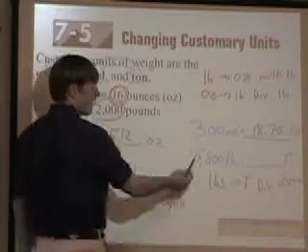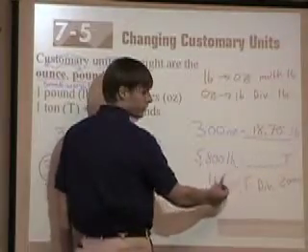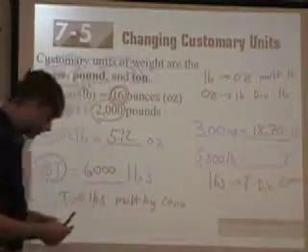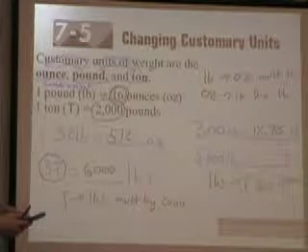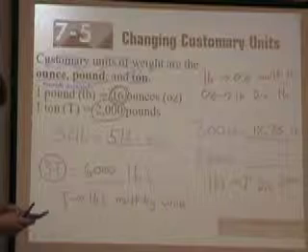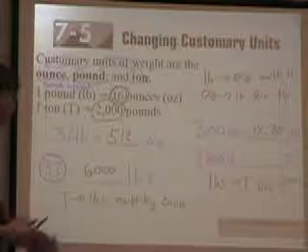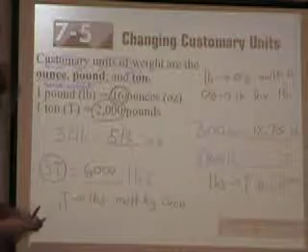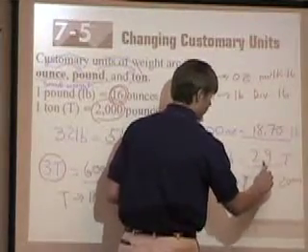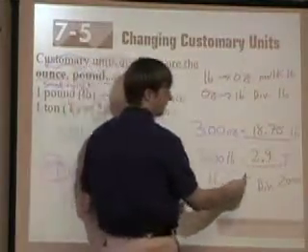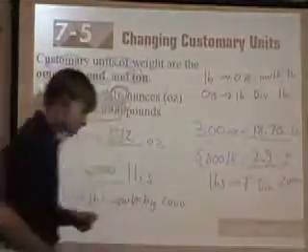So here we have 5,800 pounds. We're going to divide by 2,000. We divide 5,800 pounds by 2,000, and that gives us 2.9 tons. Because 5,800 divided by 2,000 is 2.9.